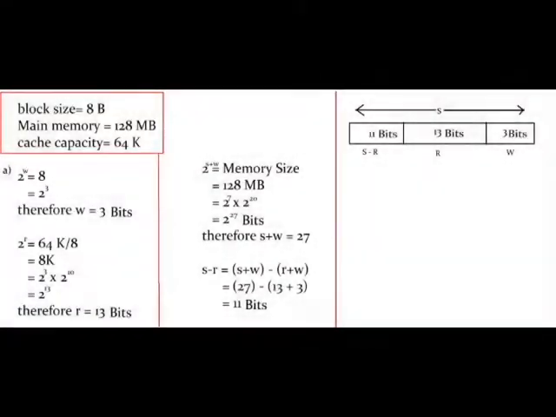To answer this question, we start by writing out the important information from the question given. Writing out the block size, main memory, and cache capacity makes answering this question a lot easier. Using the equations given and the method shown earlier in the video, we can easily see how each answer was calculated, and we can show the representation on the right hand side of the screen.